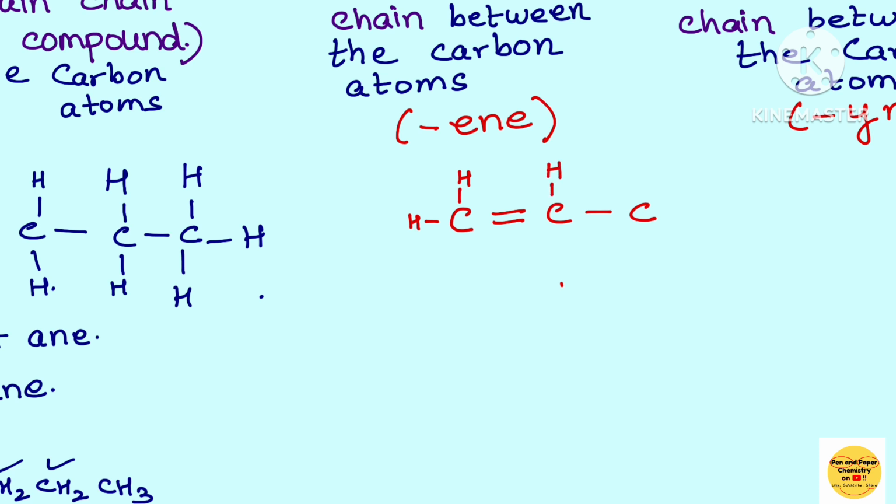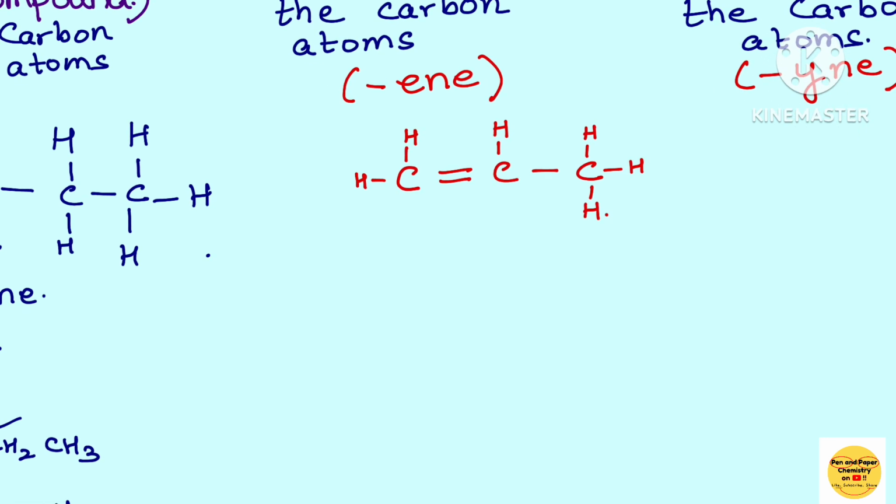Look at the last carbon atom. How many bonds is it already forming? 1. So how many more bonds can it form? 1, 2 and 3. Yes. So this is how you complete the formula. Now look at this compound. It has got a double bond between the carbon atoms. Even one double bond between the carbon atoms, it no longer remains an ane and it acquires a new name and it is called ene.